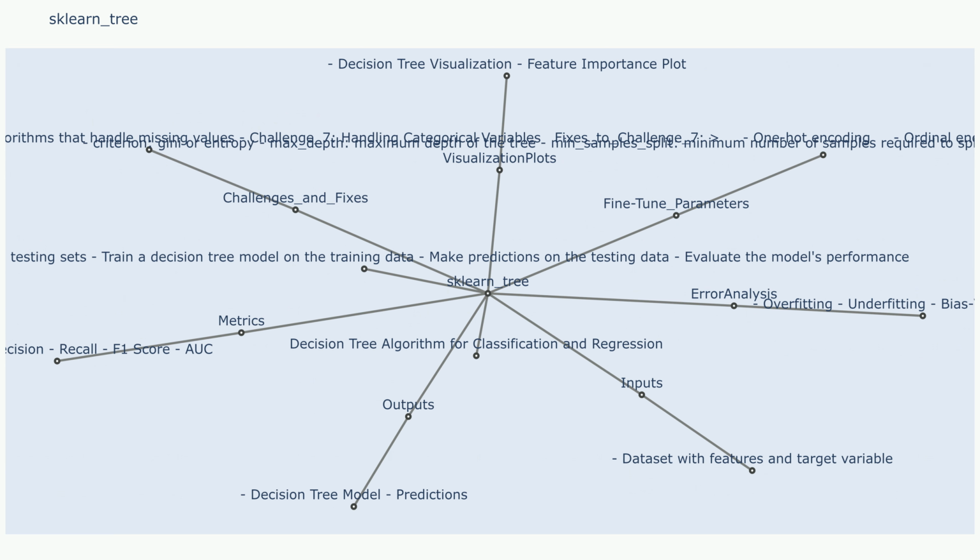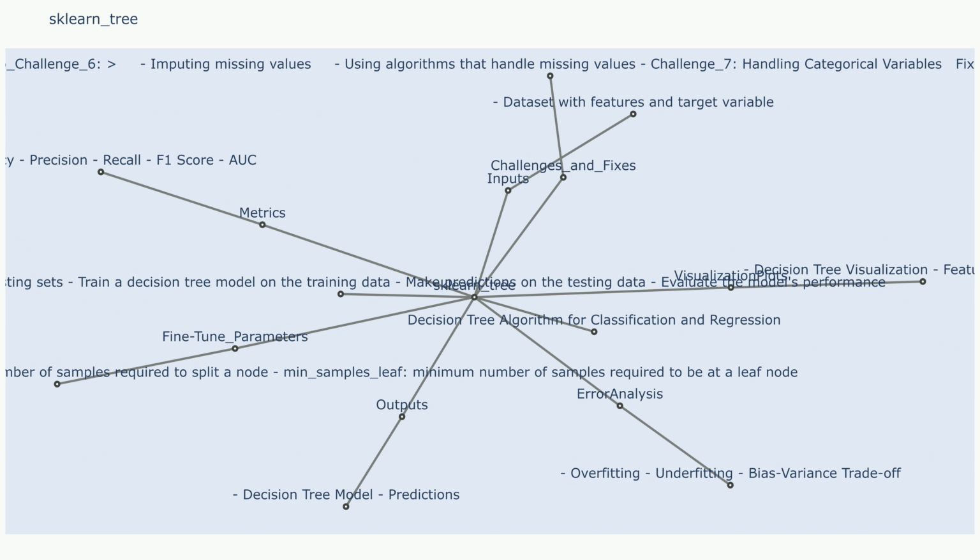Data imbalance. Sample use case that resulted in challenge 4. If the data is imbalanced, meaning that one class is significantly more frequent than others, the decision tree may favor the majority class and perform poorly on the minority class. Fixes to challenge 4. Use techniques like oversampling or undersampling to balance the data. Use metrics like F1 score or AUC to evaluate the model's performance on both classes.